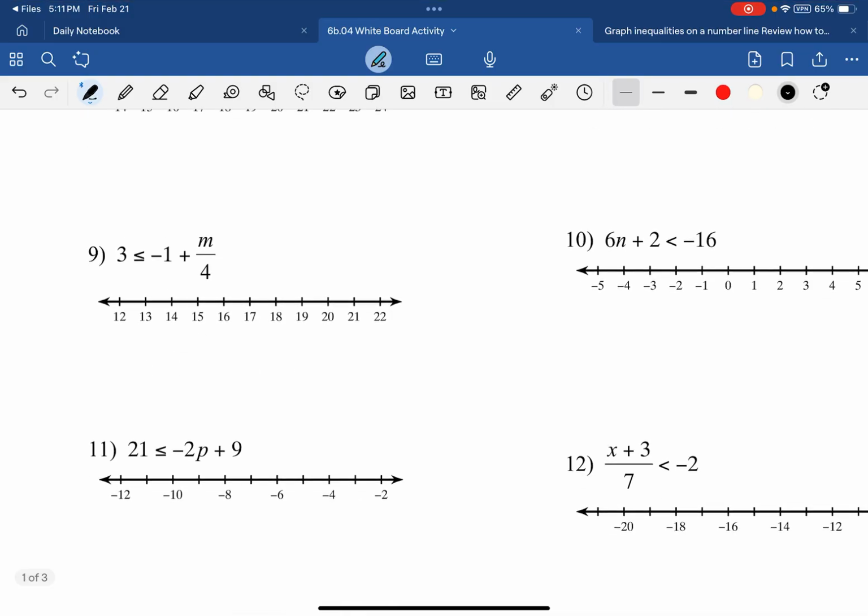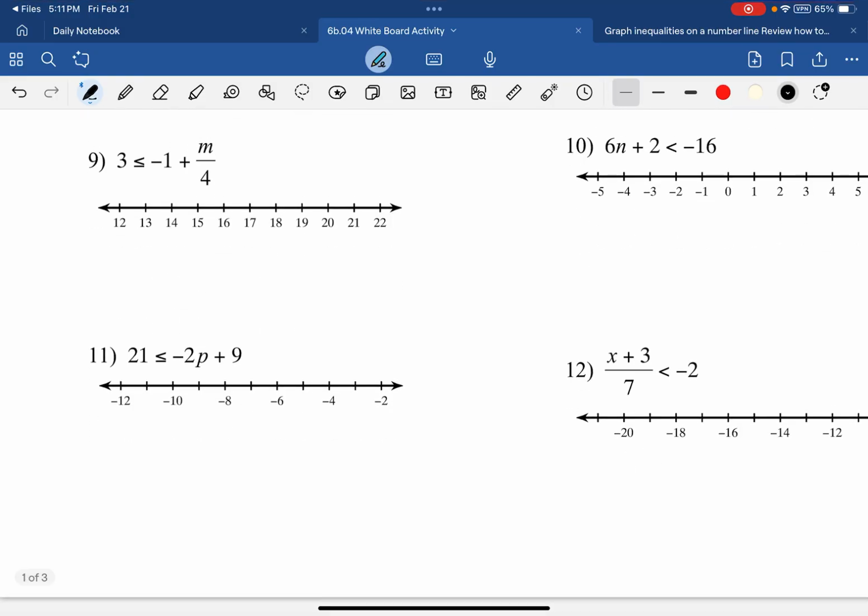Okay, I want to show you number 11. So 21 is less than or equal to negative 2p plus 9. Okay, that 9's the loner. We're going to get rid of that, get it to 0. That is 12. This symbol, nothing changed because we did not divide or times by a negative. And we're left with negative 2p, and that's multiplication. Opposite is negative 2. This is negative 2, divide by negative 2.